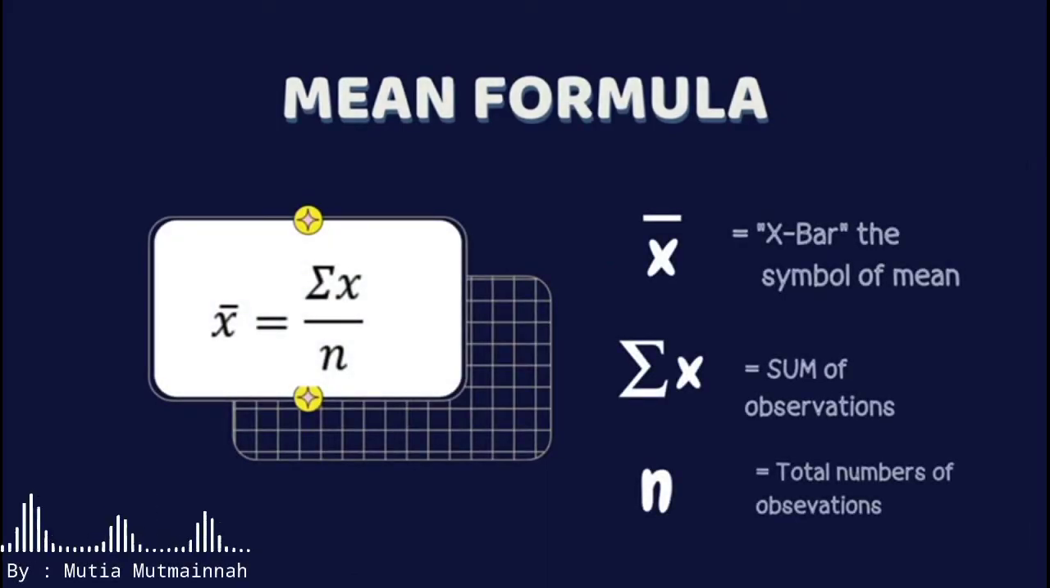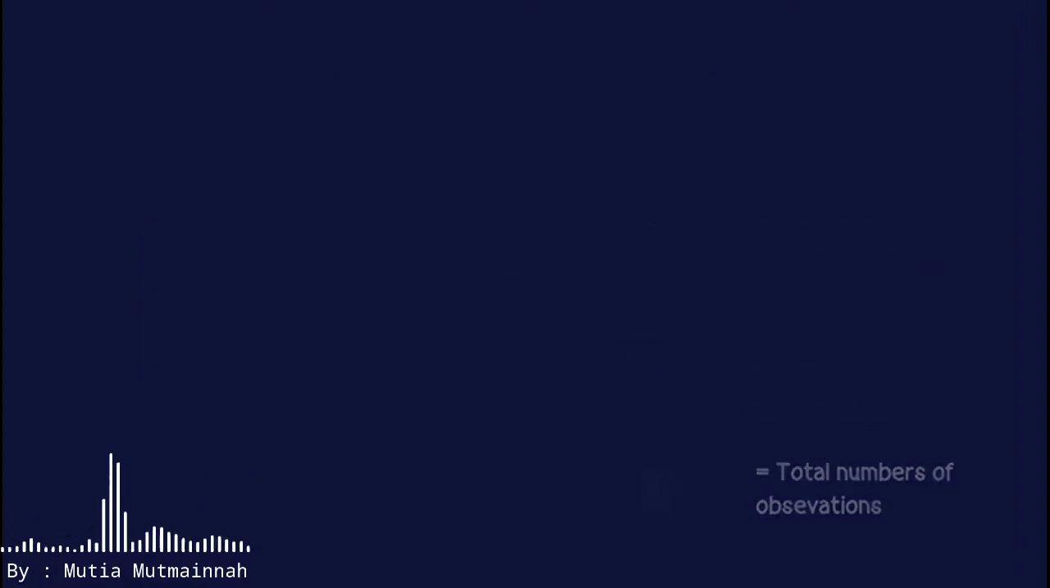And guys, if you find the formula like this, don't panic because this is the same formula of mean. And we can read it as x bar is equal to sigma x divided by n, where x bar is the symbol of the mean and sigma x is the sum of observations and n is the total number of observations.